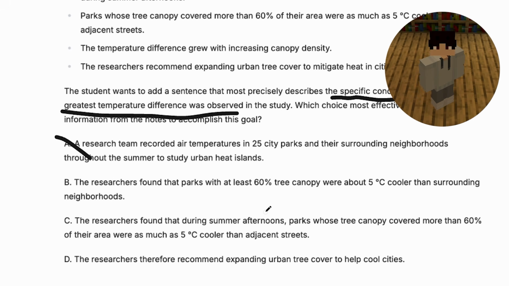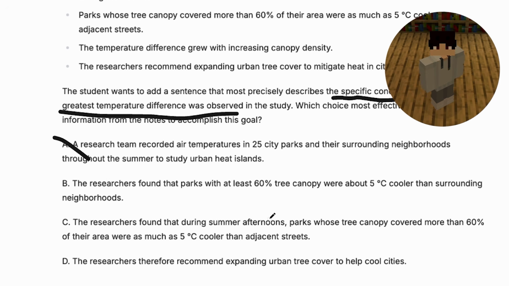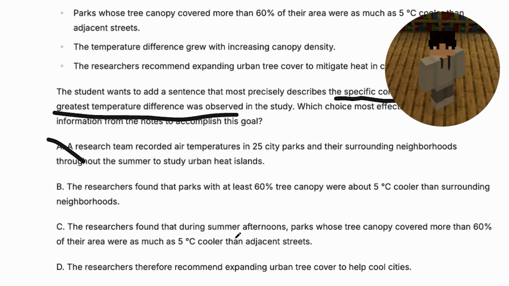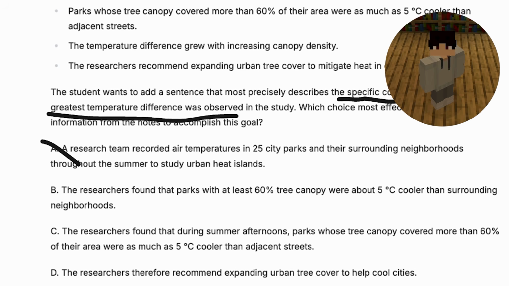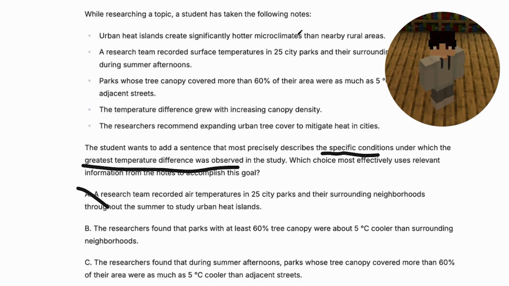Researchers found that during summer afternoons, parks with tree canopy covering more than 60% of the area were as much as 5% cooler than adjacent streets. Okay, so this is even more specific than the previous one. So let me just check to make sure that C actually is accurate. So summer afternoons, what's during a summer afternoon? Yep, it says summer afternoon right there. Okay, so C is probably going to be better. It's at least better than B, so we can just eliminate it there.